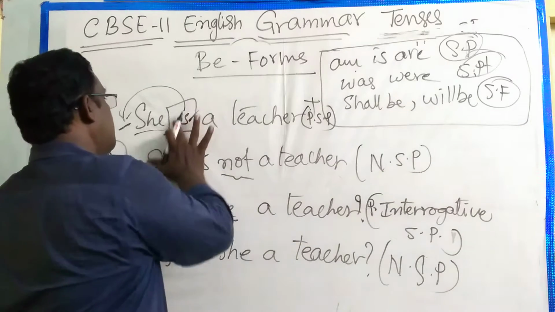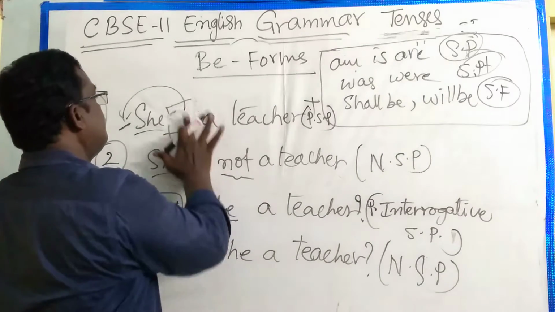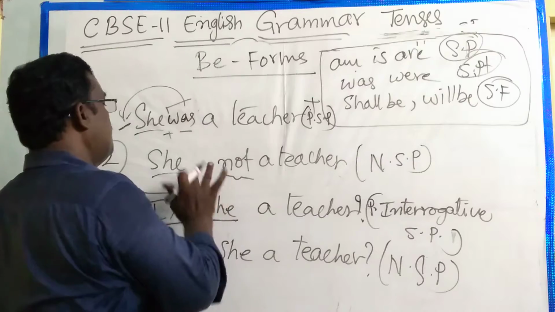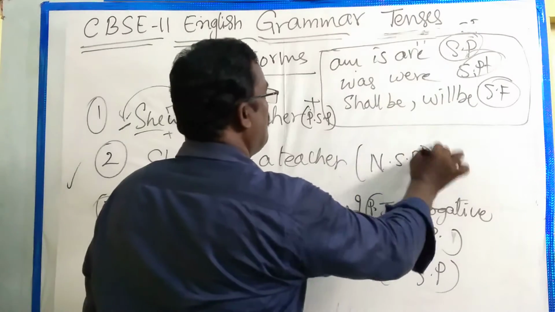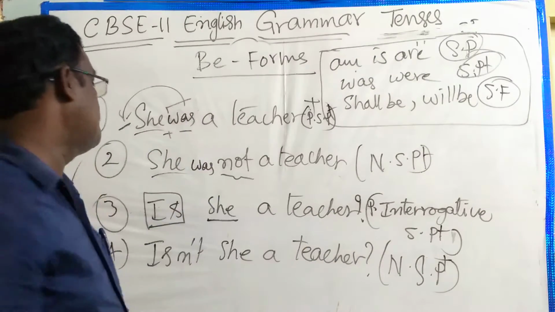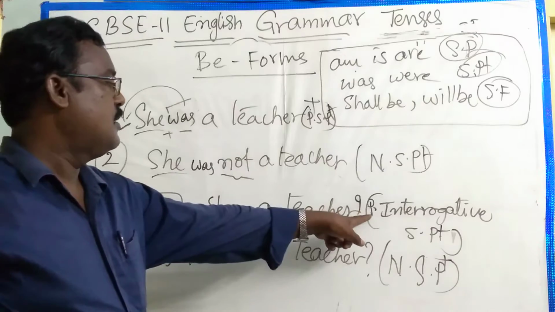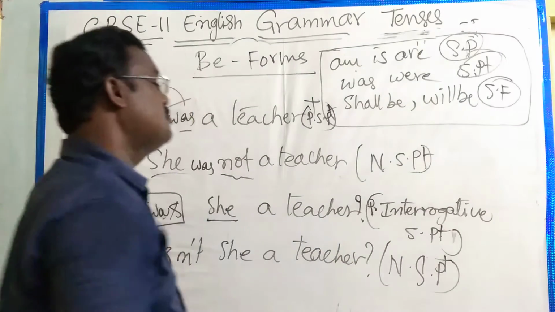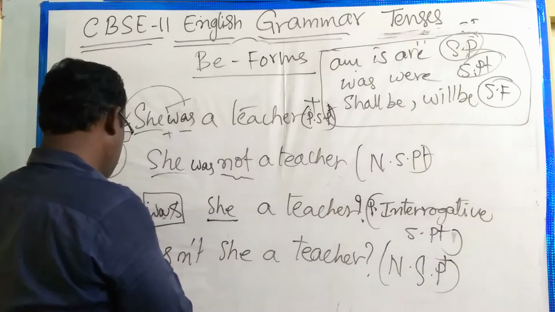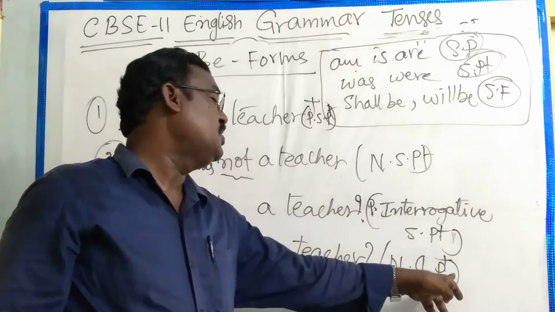How to write? Past tense means in place of "is", you take "was": she was a teacher. Here also, in the place of "is", if you write "was", this is simple past. See here: she was not a teacher. Wasn't. Was she a teacher? This is the positive interrogative simple past tense. Here also: wasn't she a teacher? This is a negative interrogative simple past tense.